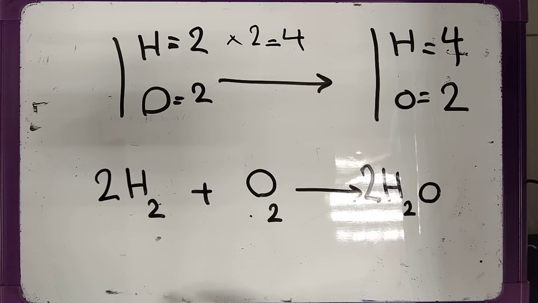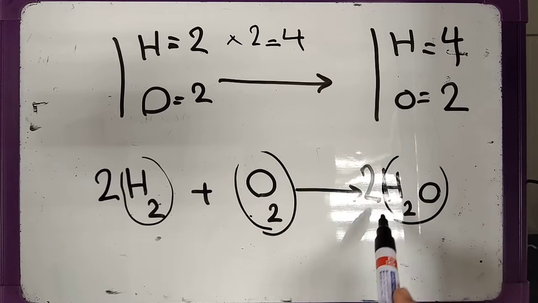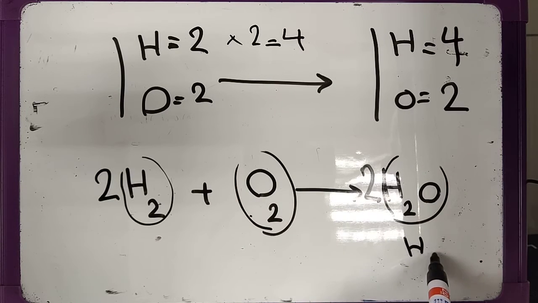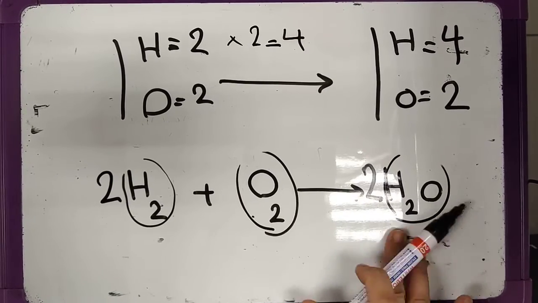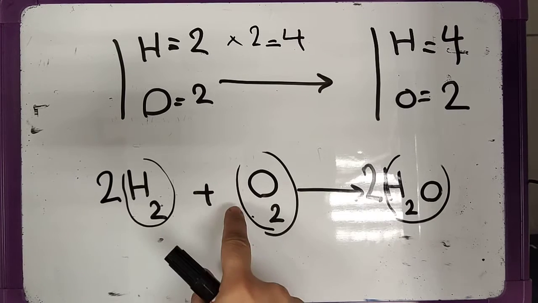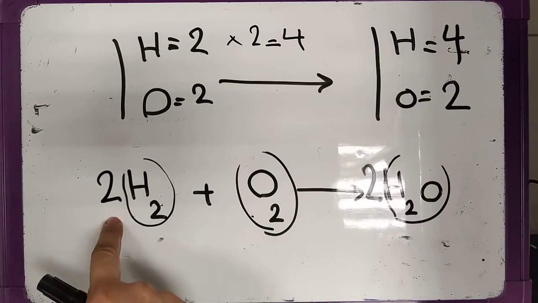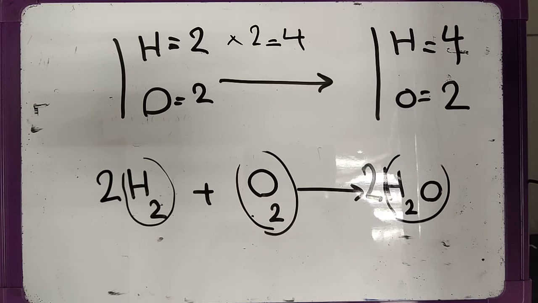Note that when you balance an equation, you must not change the formula of any of the reactants or products. I mean, H2 should remain H2, O2 should remain O2, and H2O should remain H2O. It cannot be HO or H3O or something. This is wrong. You cannot change the formula of any of the reactants or products, okay? What you are changing is just putting a coefficient, a number, in front of each of these reactants or products to balance them out.